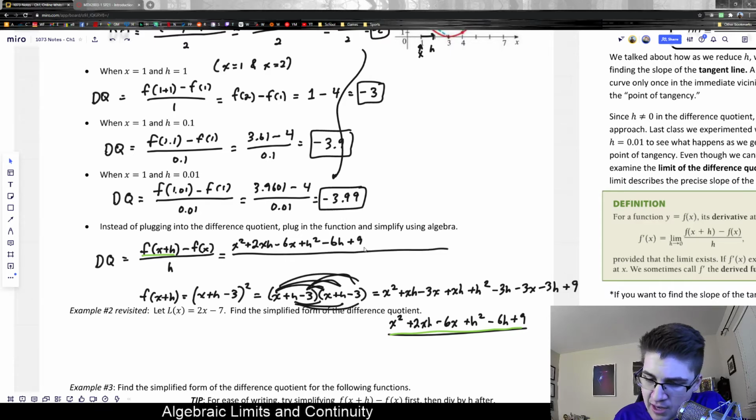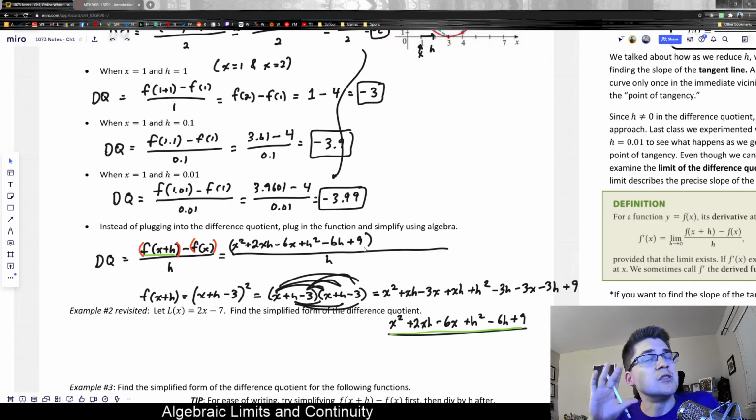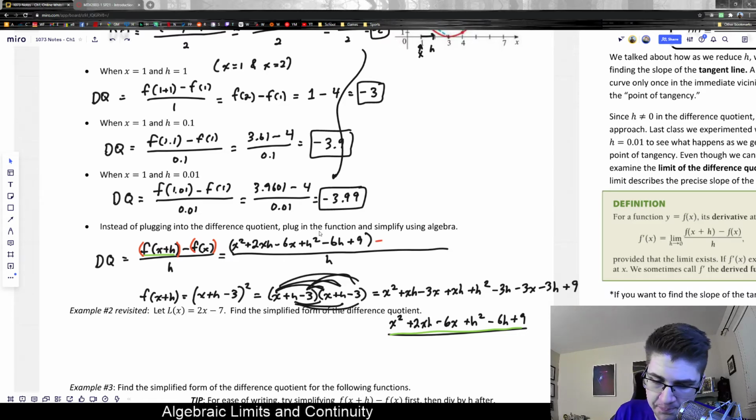We still have to subtract f of x, and we still need to divide it all by h. So I'm going to go ahead and use parentheses. The first thing I recommend doing every time you're doing the difference quotient is automatically putting parentheses around your function, because another very, very common mistake I've seen with my students' work is losing negatives or missing out on the subtraction. If we're taking a function minus another function, there's always implied parentheses there. Basically, I need to take this whole function and subtract the whole other function, which is just f of x.